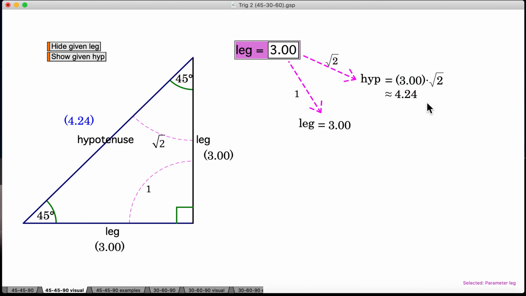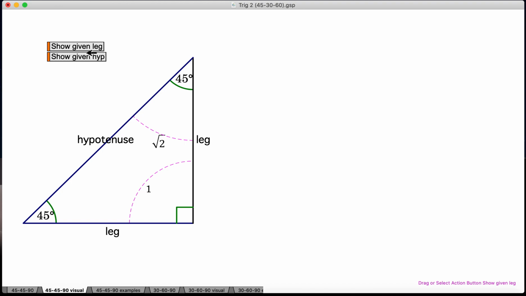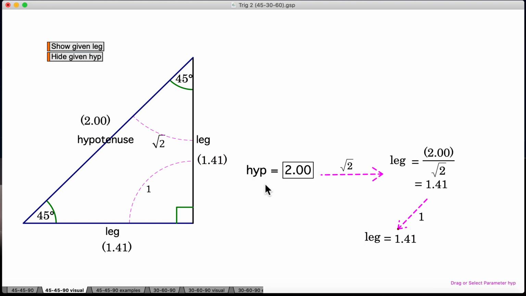You could leave it as 3 root 2, obviously, but I'm just giving you an idea. It's approximately 4.24. Okay, that's what's going on there. Now let's see what happens if I have the hypotenuse. If I'm given the hypotenuse, now the hypotenuse is 2. To get to the leg, then it gets smaller.